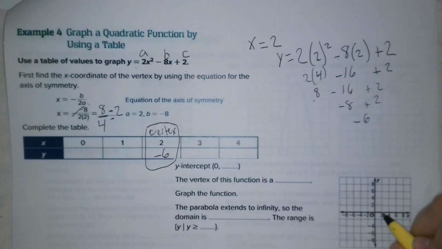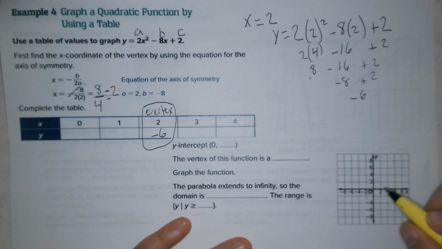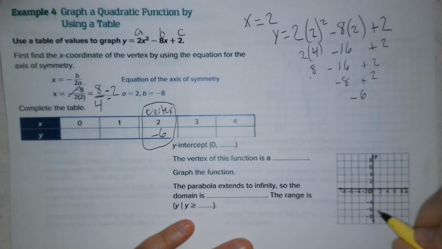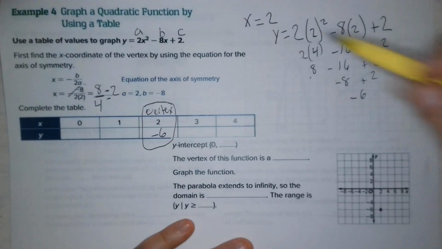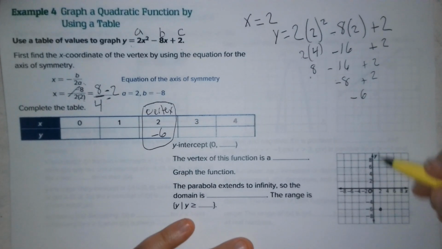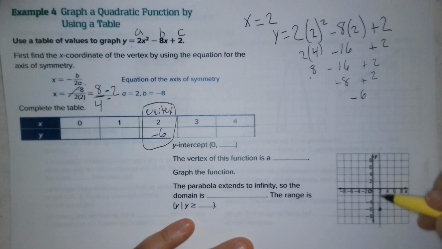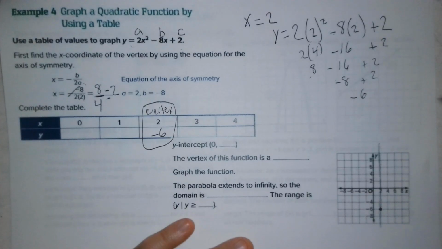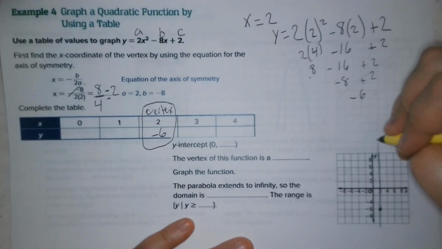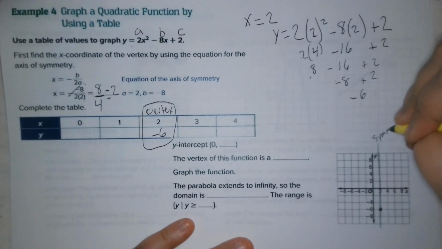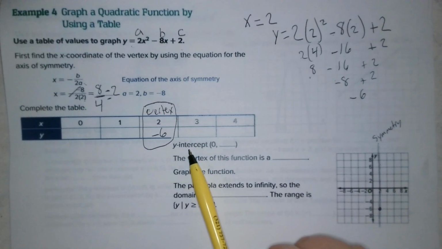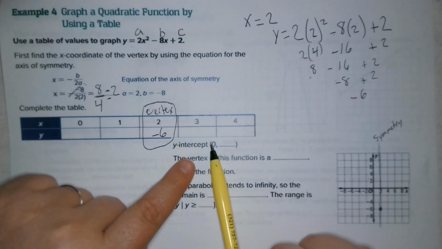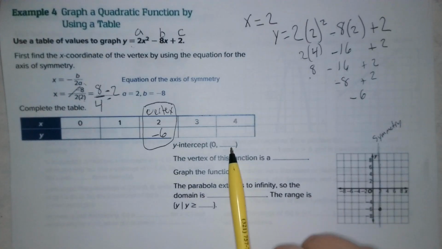So here's 2. Go up a little bit. 2, negative 6. Here's my vertex. And I already knew that this is going to be my axis of symmetry, so I'm going to do a really light line there. I want you to be able to see it, but I want you to know that it is not part of the graph.